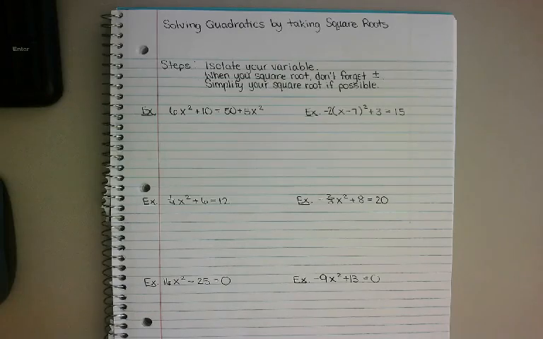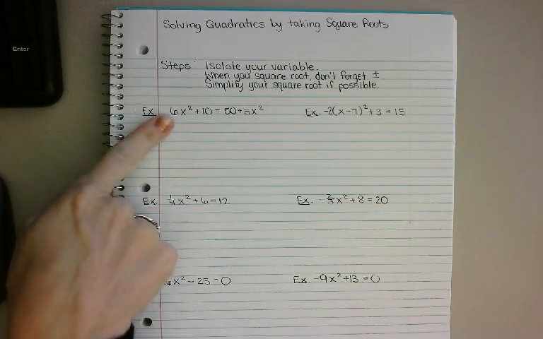Today we're going to continue solving quadratics by taking square roots. So keep in mind for your steps, you want to make sure that you isolate your variable to one side of the equal sign. And then whenever you square root, don't forget to write that plus or minus. And then you need to double check and make sure that you simplified your square root if possible.